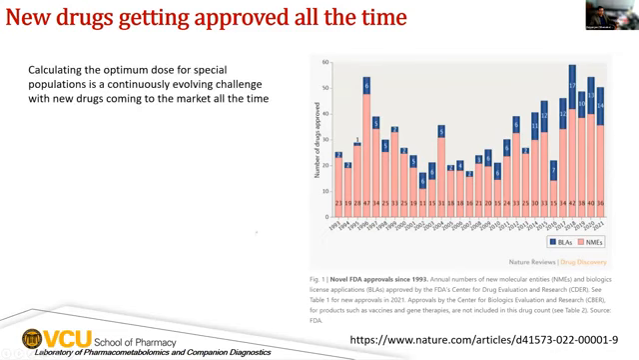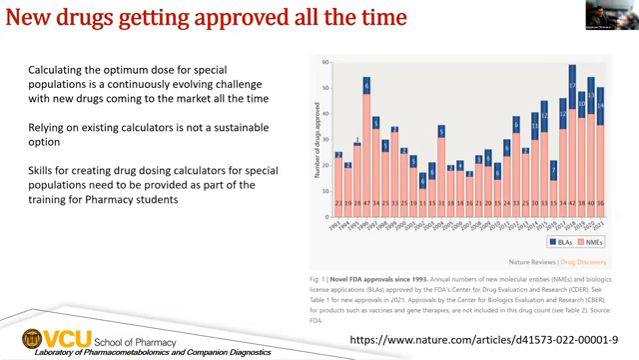So calculating the optimum dose for special populations is a continuously evolving challenge because we have all these new drugs coming into the market. Now, if we were to rely on existing calculations to come up with solutions for these new drugs, that's not going to be a sustainable solution. We actually need to train our healthcare professionals with the skills for creating drug dosing calculations as they need for the special population that they're working with.